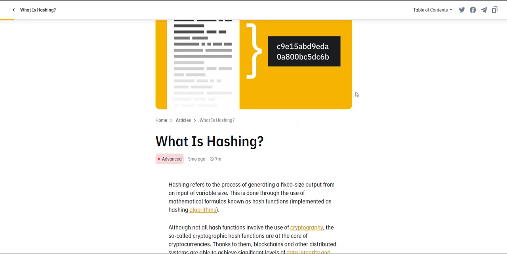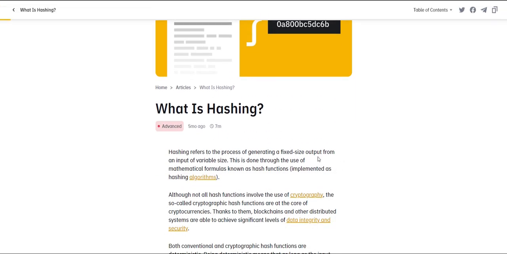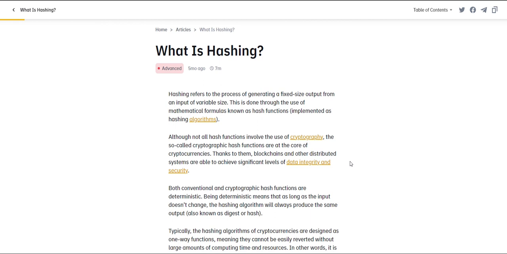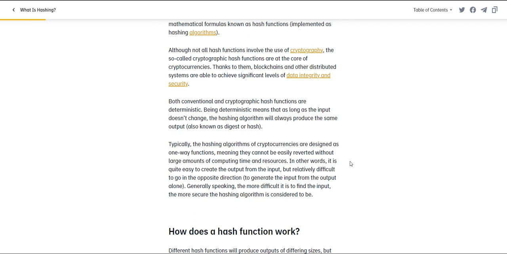Okay. What is hashing? Hashing refers to the process of generating a fixed size output from an input of a variable size. This is done through the use of mathematical formulas known as hash functions, implemented as hashing algorithms. Although not all hash functions involve the use of cryptography, the so-called cryptographic hash functions are at the core of cryptocurrencies. Thanks to them, blockchains and other distributed systems are able to achieve significant levels of data integrity and security.